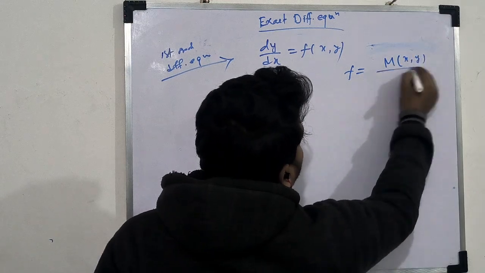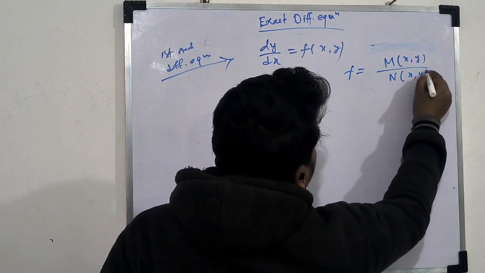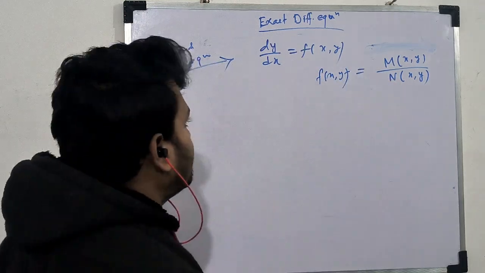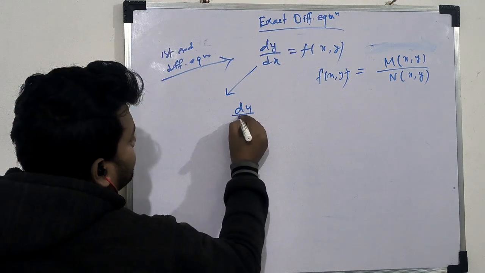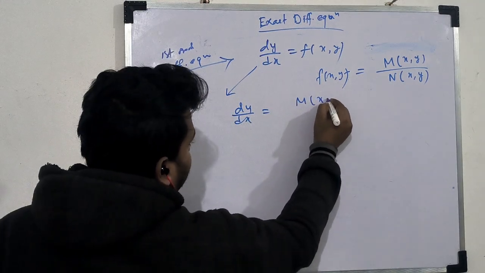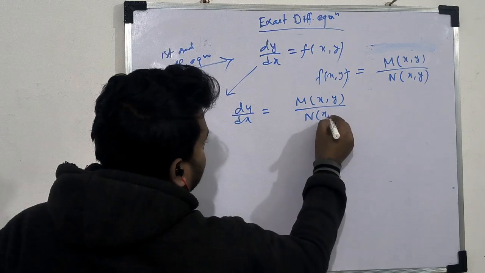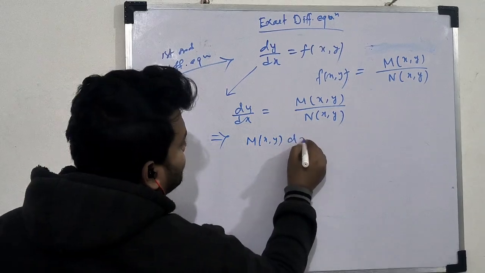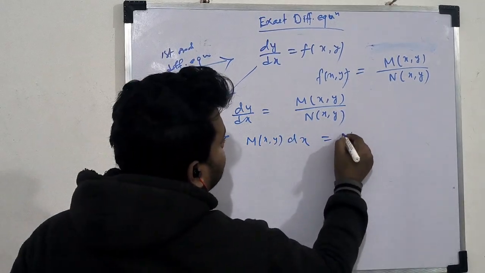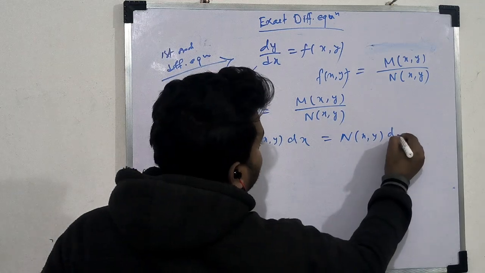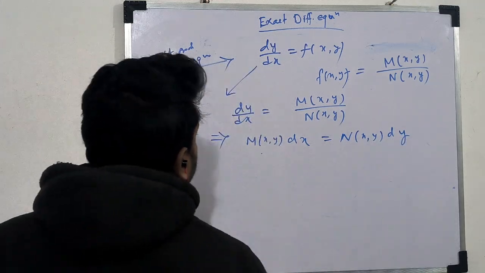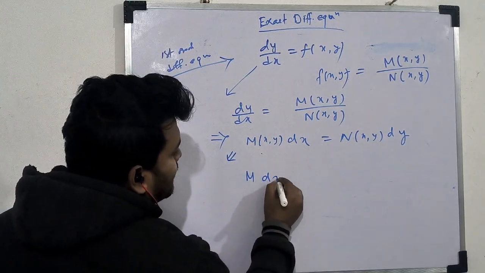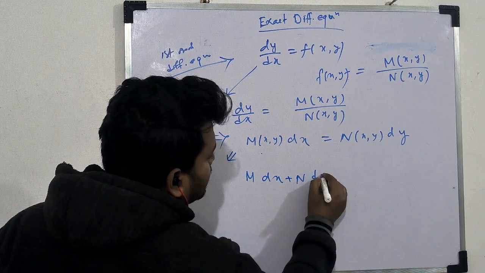M as a function of xy and N as a function of xy. So if this function f of xy can be written as this quotient, then this differential equation can be written as dy dx equal to M(x,y) over N(x,y). Okay, therefore from this we can write M(x,y) dx equal to N(x,y) dy.